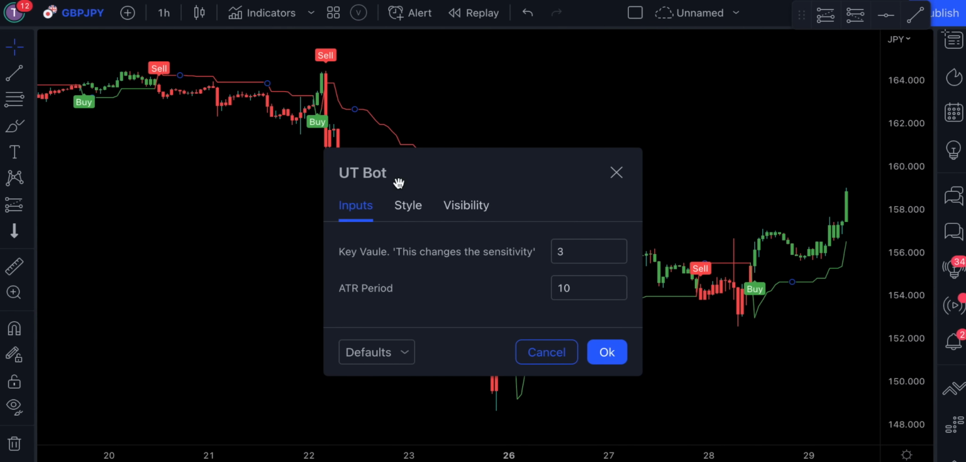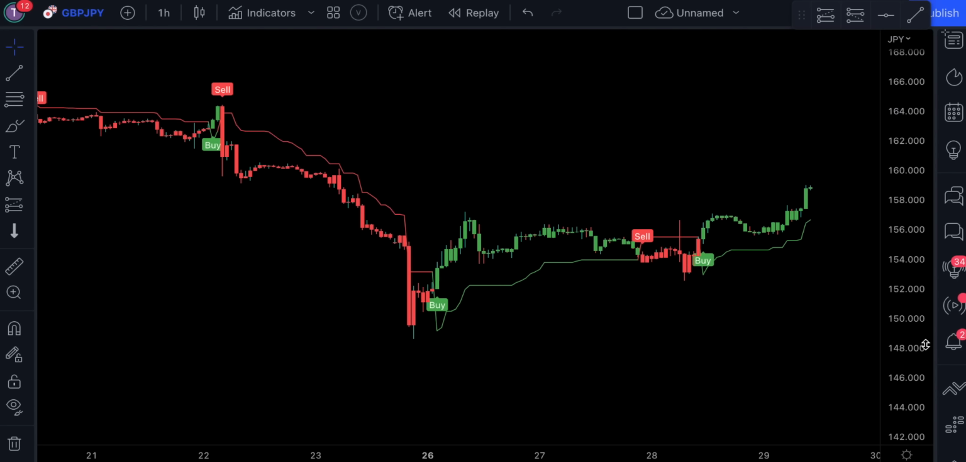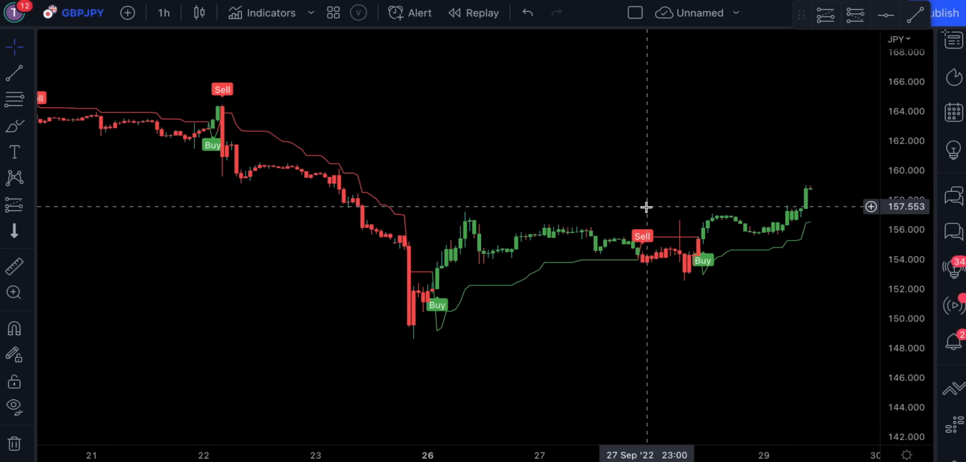The indicator comes with 2 customization options in the input section. You can increase or decrease the sensitivity by changing the key value. On this particular indicator, I like to keep the settings on default. There are quite a few options out there in terms of filtering out bad signals. Your best bet will be to add a good volume indicator and a trend filter to the chart.